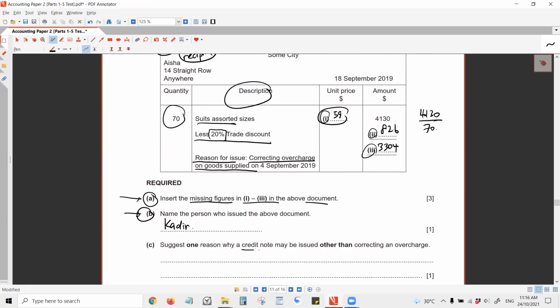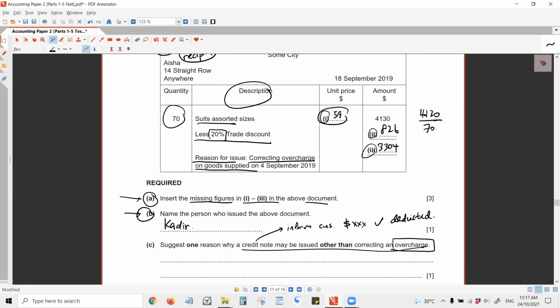Suggest one reason why a credit note may be issued other than correcting an overcharge. It's quite a challenging question here, because whenever we see a credit note, it's about confirming to the customer how much can be deducted. One of the reasons a credit note is sent is probably that the supplier has overcharged the customer. So a credit note is sent to confirm how much can be deducted. Let me write down: credit note is used to inform the customer how much can be deducted.